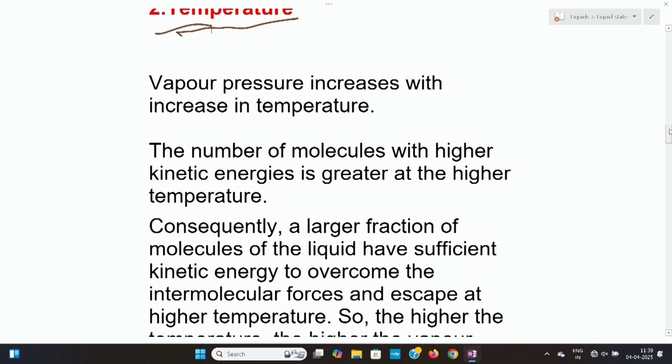The first point is that vapor pressure increases with increase in temperature. The logic is that as we increase the temperature, what will happen? The kinetic energy of the molecules will be higher. If the kinetic energy of the molecules is higher, there won't be that much intermolecular attraction among molecules. Therefore, they can escape easily from the liquid state to the gaseous state. Okay, I hope you understood.